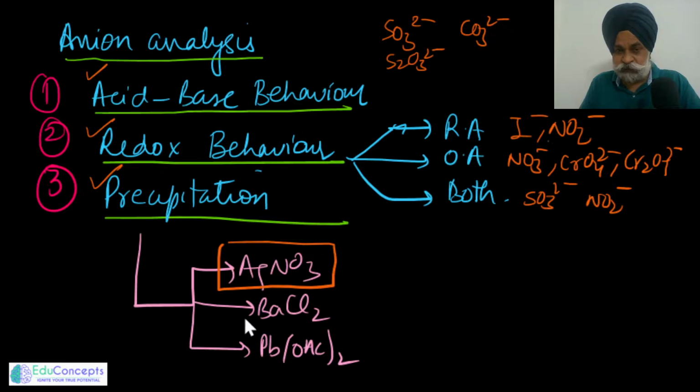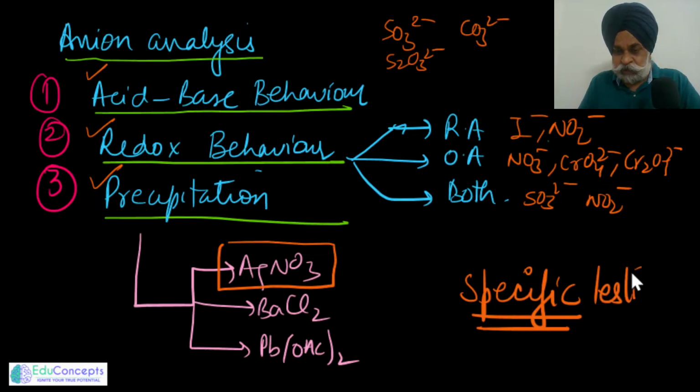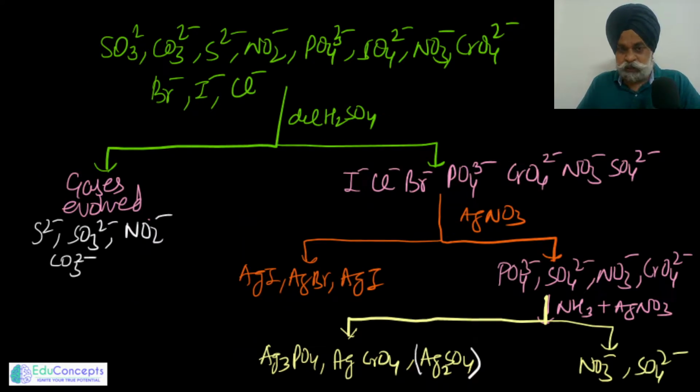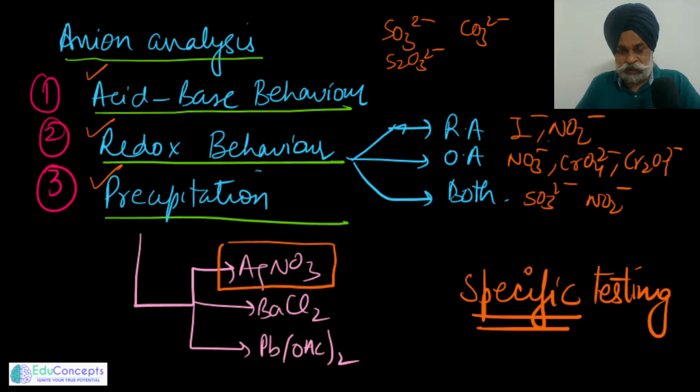Today's session is more into a specific analysis of anions, specific testing. But before I go to the testing, let me recall what we did last time. These three properties are to be analyzed in such a way: first you do precipitation, then you add acid, or first you add acid, then do the precipitation, and thereafter whatever anions are left in the filtrate, do its redox reaction. That depends on how the question is framed in the paper.